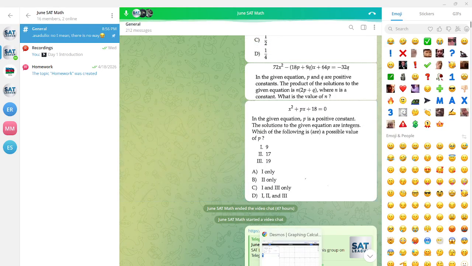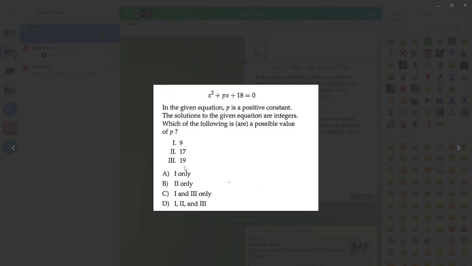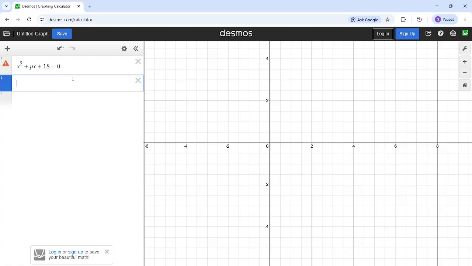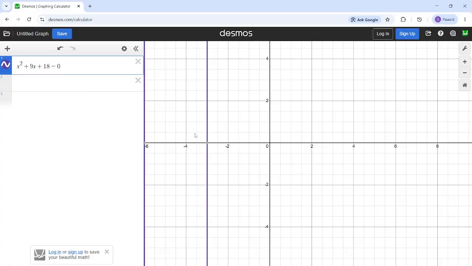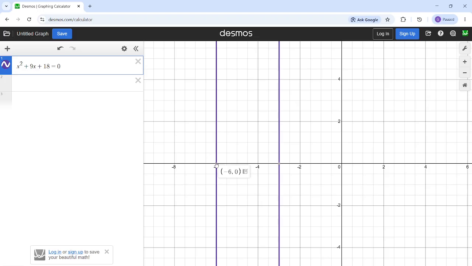The first thing you're going to do is write this whole thing down: x squared plus px plus 18 equals 0, right? But we have p, so we cannot look at the graphs. And we know that when we put one of these values in for p, the solutions must be integers. So let's try out those numbers. If we put 9 instead of p, the answers are integer and integer. Both are integers, right? So it is a right answer, because the solutions are integers. This is what the question is saying.